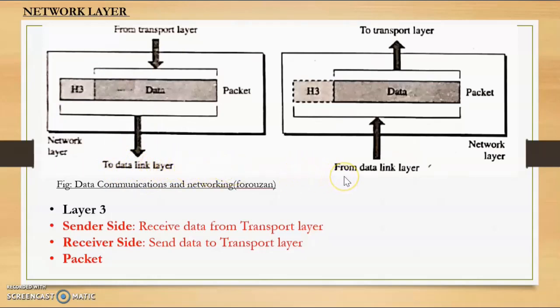Then at the receiver side, the signals will be received at the physical layer. The physical layer will convert the signals to bits and pass it on to the data link layer. The data link layer will remove the information for it and then pass the data to the network layer. The network layer will remove the information for it, that is, it will remove the header and pass the data to the transport layer. Now we also need to know that the information at the network layer is known as the packet.